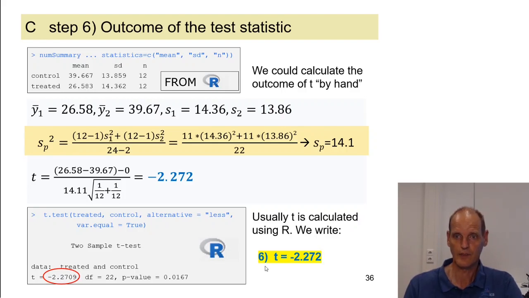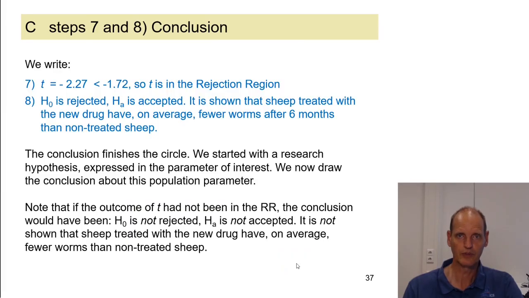So we write in step 6, t is minus 2.27. If you have computer output, you don't have to do these calculations, because that's what we use R for. Now, step 7, 8. T is minus 2.27. This is definitely smaller than minus 1.72. So T is in the rejection region. The null hypothesis is rejected, HA is accepted.